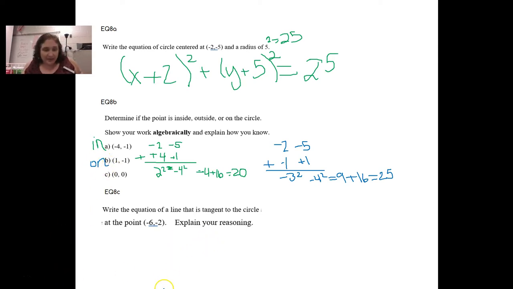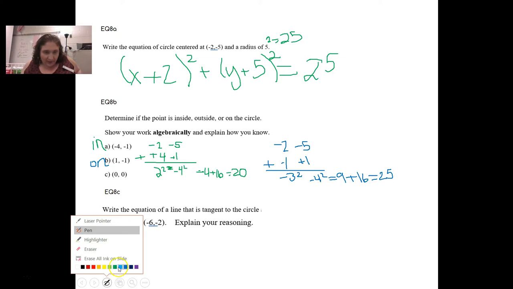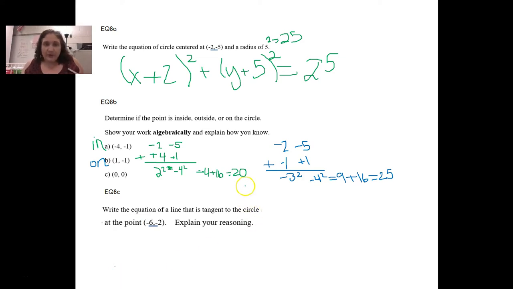And most likely the last one's going to be outside, but let's just do it for kicks. I'll do it up here. Here's our center again. You always put the center first, so that you don't forget to use it. Change, change, change. This is negative 2, negative 5. That's going to get you 4 plus 25, which is 29. So we know that that's outside.